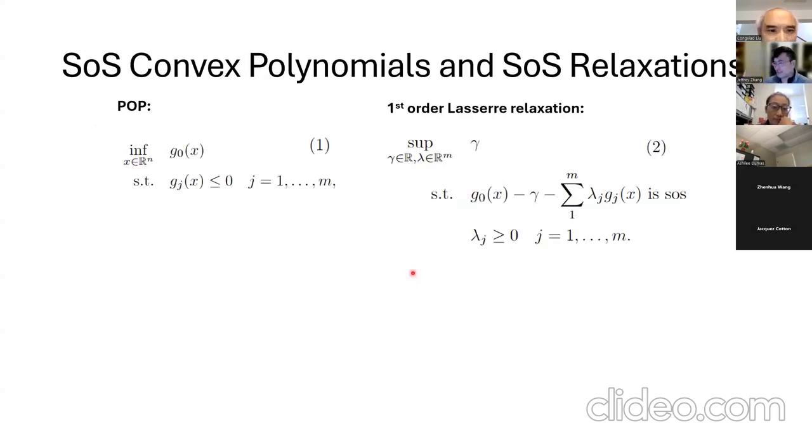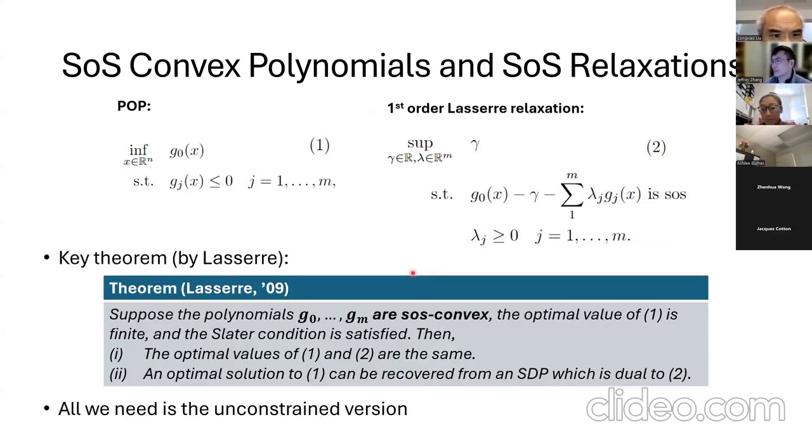So the other primary ingredient we need is this idea of minimizing sum of squares polynomials. And this is actually from Lasserre. What I've written here is a polynomial optimization problem: I'm minimizing some polynomial subject to some polynomial constraints. And if I write out the first order Lasserre relaxation, it looks something like this.